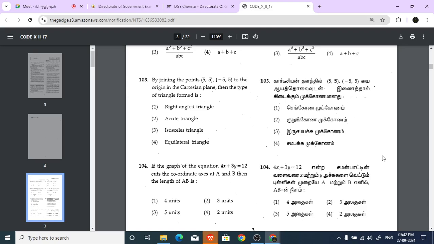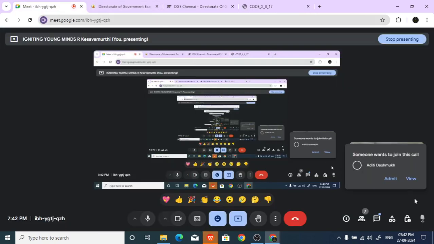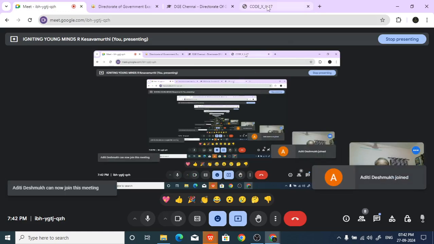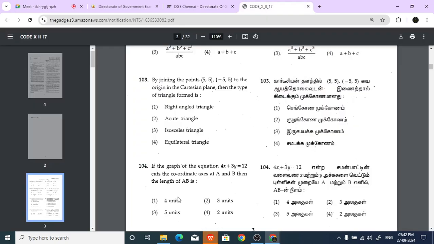If the graph of the equation 4x + 3y = 12 cuts the coordinate axes at A and B, then the length of AB is? The length of AB, not A and B. Can you draw a line and then find out what is the length of AB?